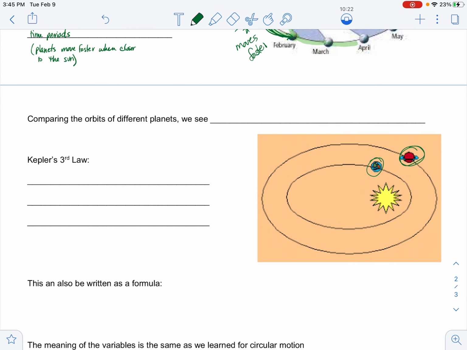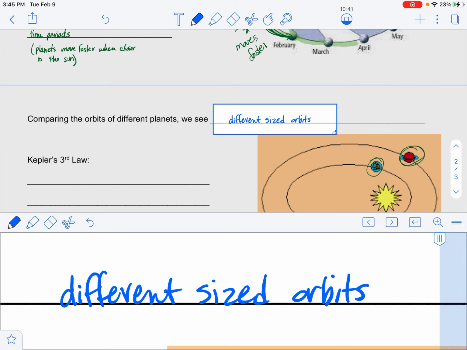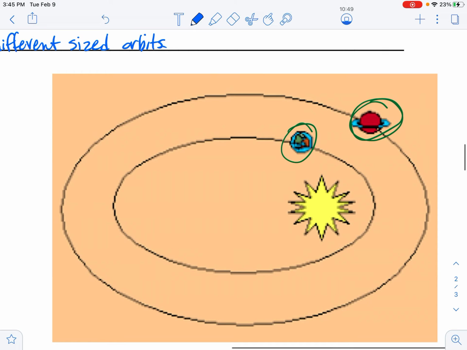And so if we're comparing the differences there, we should see that different planets have different sized orbits. And that's just because some planets are closer to the sun and some are further away. But it does affect their motion. So if I were to ask you which of these two planets is going to take longer to go around the sun, what would you say? Do you think Saturn is going to take longer to go around the sun, or do you think the Earth is going to take longer to go around the sun?